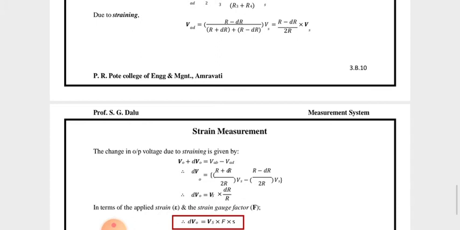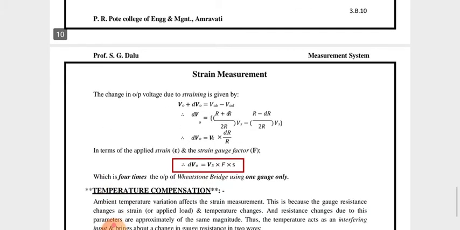No, dr will not get cancelled, because outside the bracket there is a negative sign. So R will get cancelled, giving 2 dr upon 2R, and the 2 will get cancelled. So dVO, the output voltage, equals Vs into dr by R, that is the final relation. And dr by R is nothing but the gauge factor F times epsilon. So dVO equals Vs into F into epsilon.